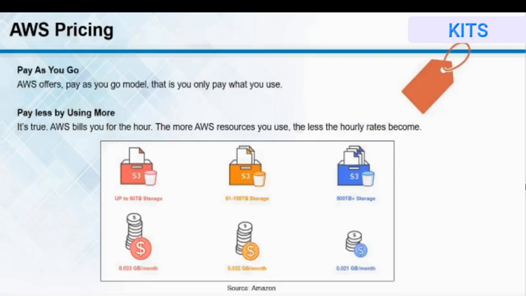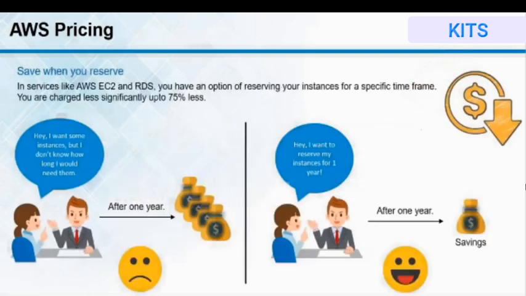So let's move on to our next model, which is save when you reserve. Now this is again a very interesting model. When you reserve your instances in AWS, you have an option to reserve them for a 1 year or a 3-year term. If you have that kind of usage, you can reserve your instances and you can save costs up to 75%.